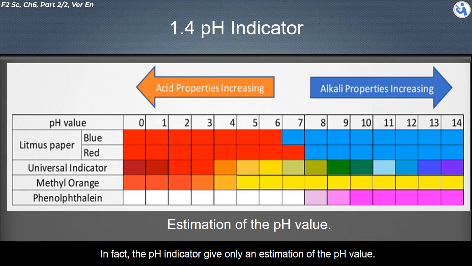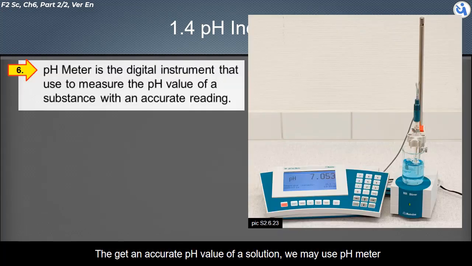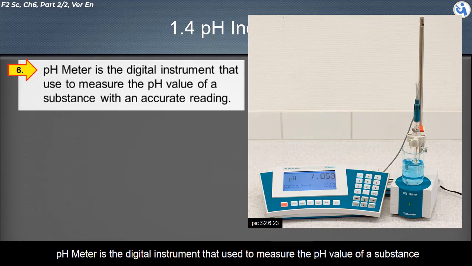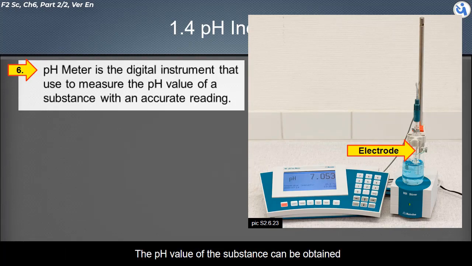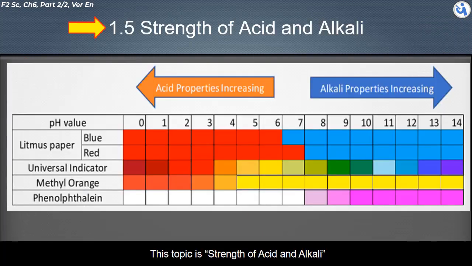In fact, the pH indicator gives only an estimation of the pH value. To get an accurate pH value of a solution, we may use a pH meter. A pH meter is a digital instrument used to measure the pH value of a substance. With an accurate reading, the pH value of the substance can be obtained when the electrode of the pH meter is dipped into the substance.